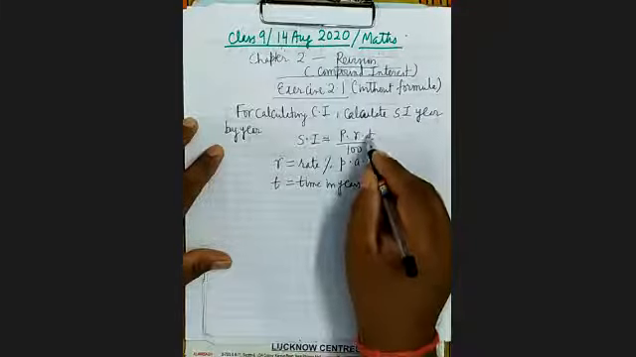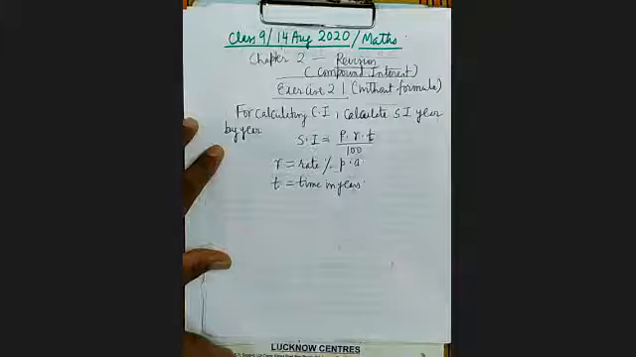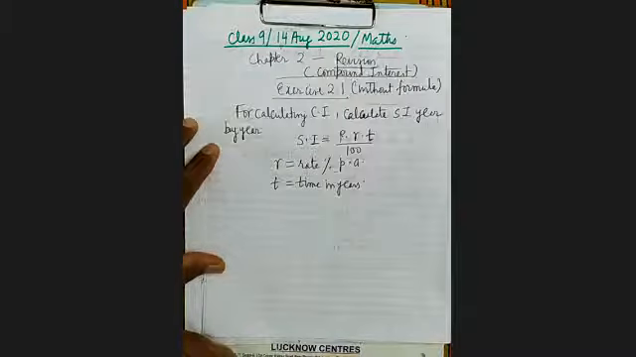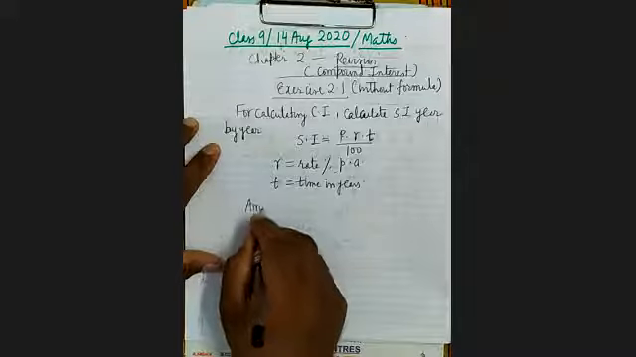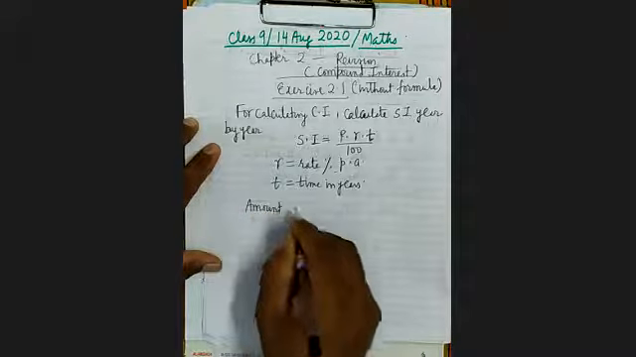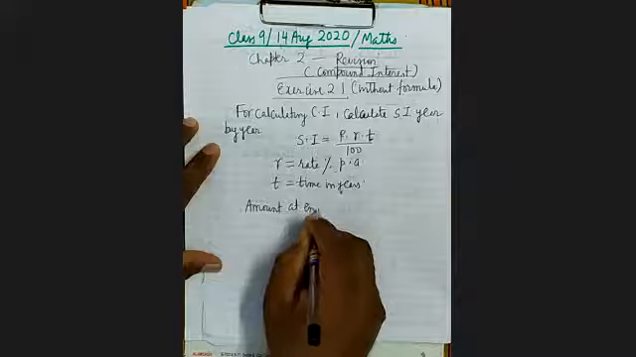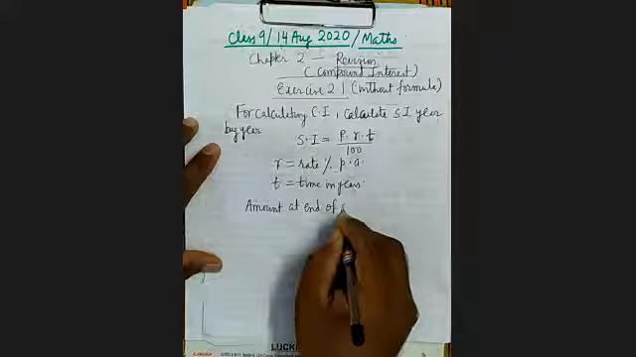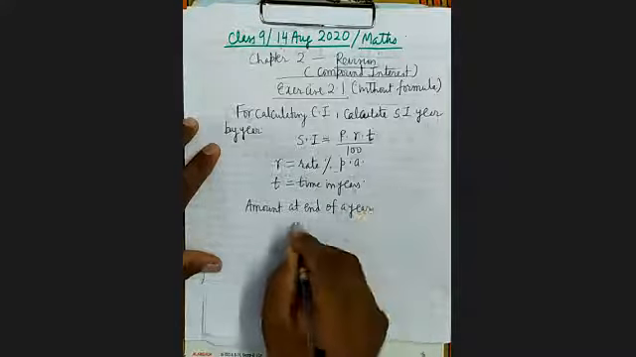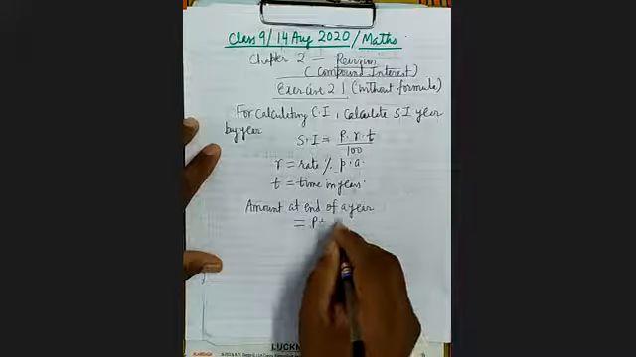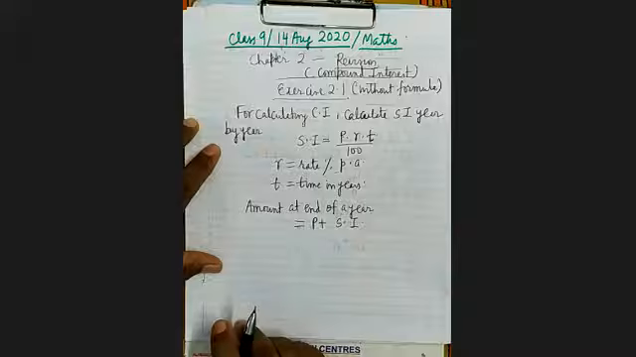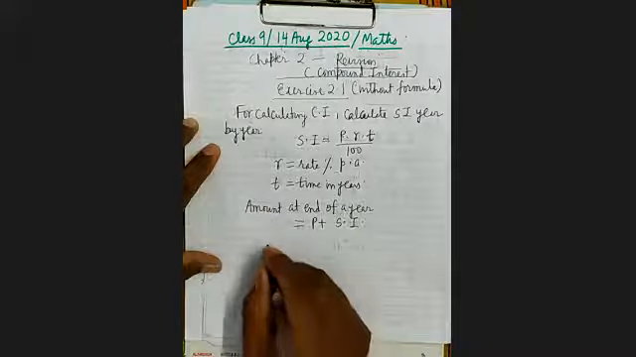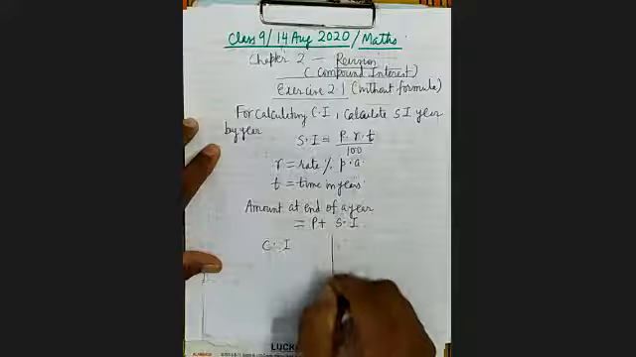So here time will always be 1. Time will always be 1. Then we will find out the amount. Amount at the end of year is equal to principal plus simple interest. Is it clear? Now, what is the difference between CI and SI?